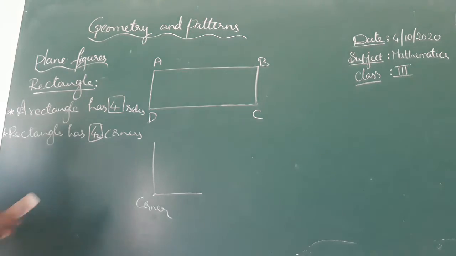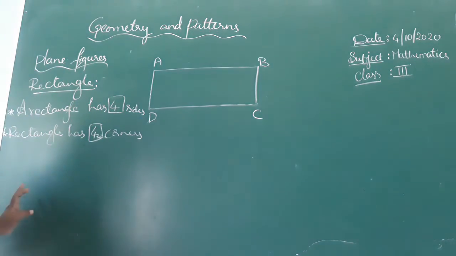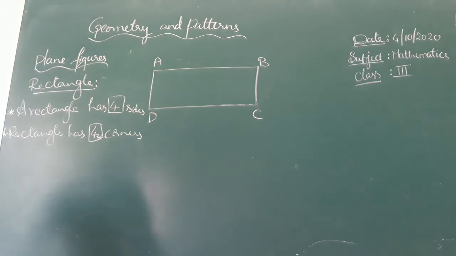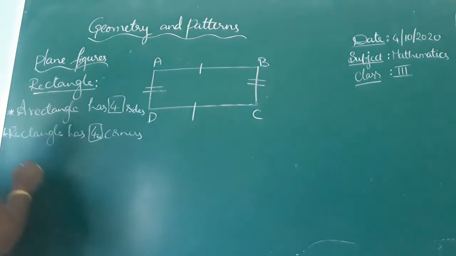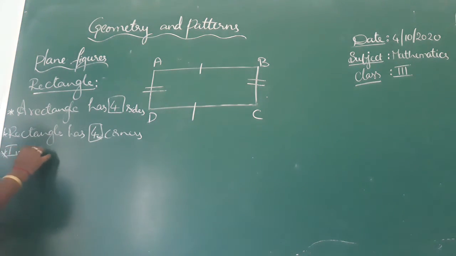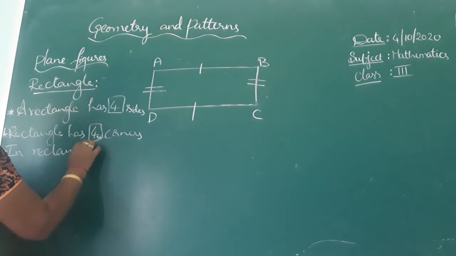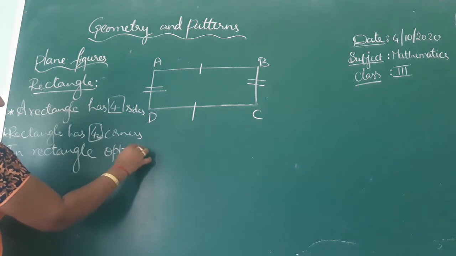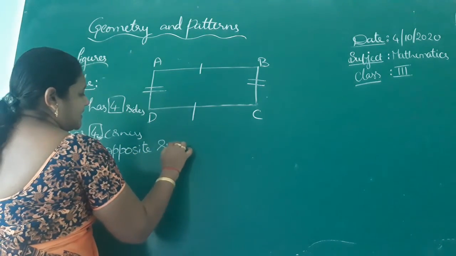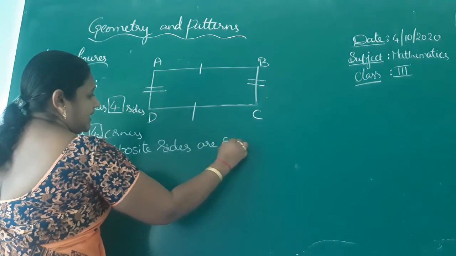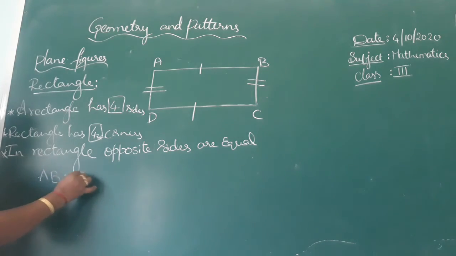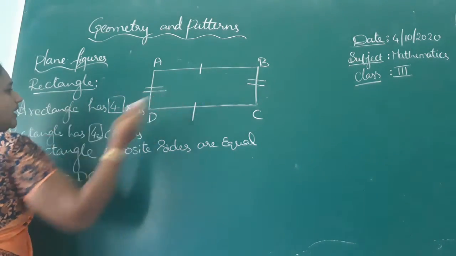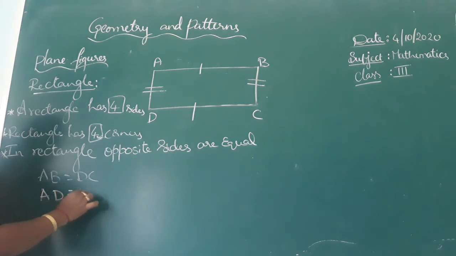And one more thing, in the rectangle, opposite sides are equal. Opposite sides are equal means this side is equal to this side and this side is equal to this side. In a rectangle, opposite sides are equal. What are those opposite sides? AB equal to CD. Next, this side AD equal to BC.